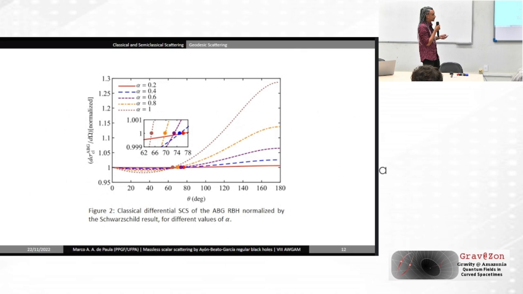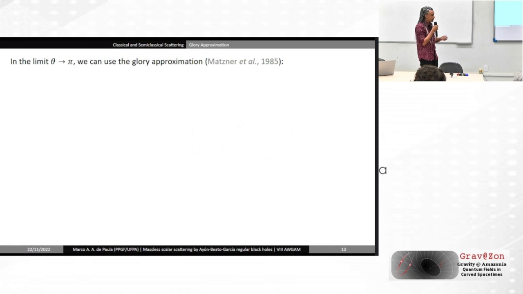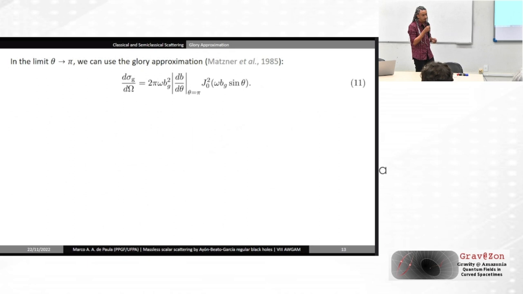So another approximation, which is a semi-classical approximation, is the glory formula. Basically, as we approach the scattering angle pi, the backward direction, we can use this equation here to resemble the behavior of the differential scattering cross section, where omega is the frequency, b_g is the impact parameter of the backscattered rays, and J_0 is the Bessel function of the first kind. So this equation is actually very important because we can anticipate some properties of the differential scattering cross section.